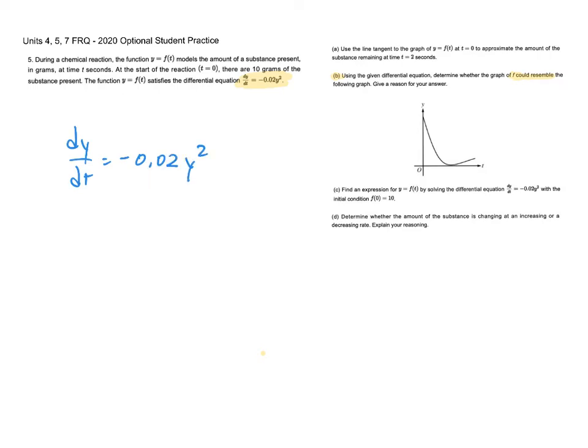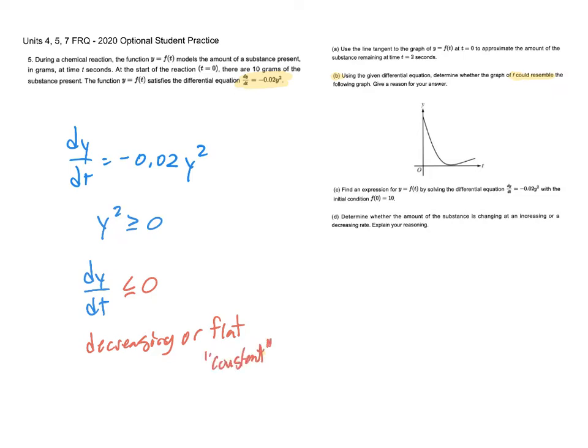And you'll notice that y squared is always positive, or 0. Y squared is greater than or equal to 0. And that means that negative 0.02 times y squared is always going to be negative or 0. So I am concluding that dy over dt is always less than or equal to 0. So we are either decreasing or flat, or constant.